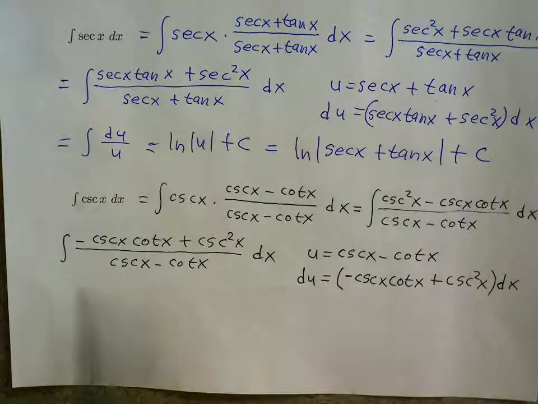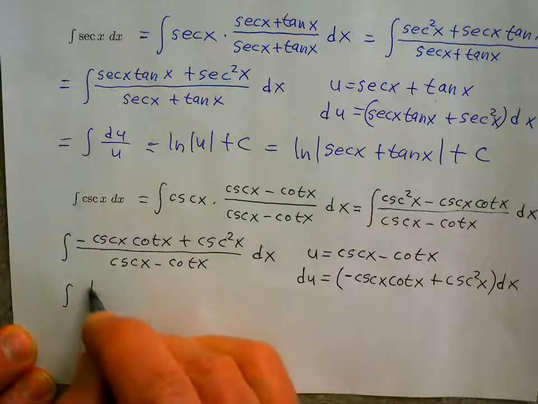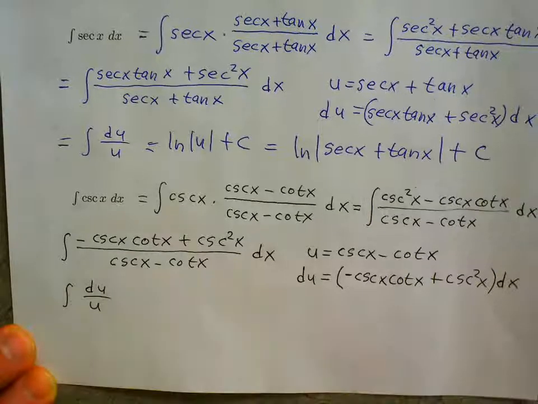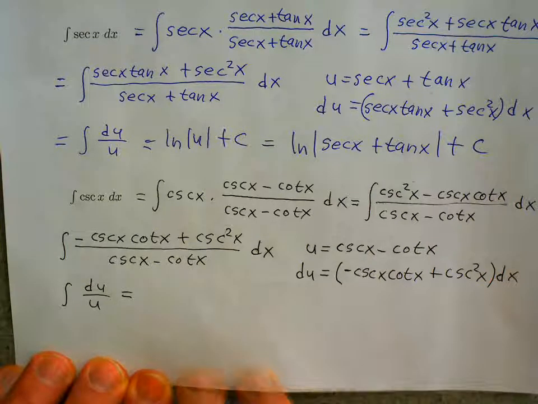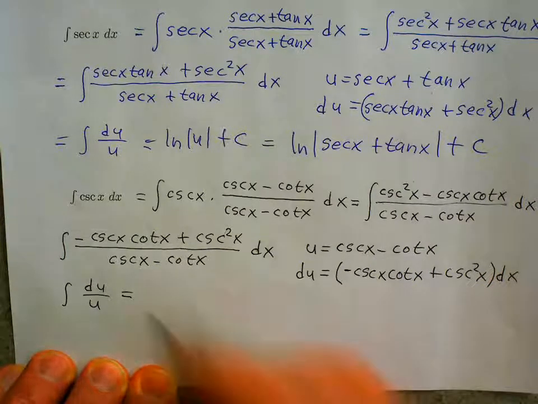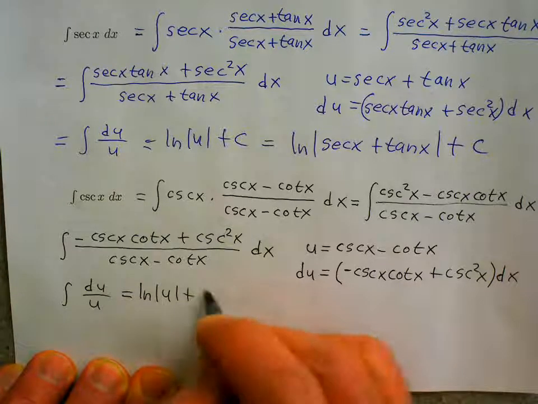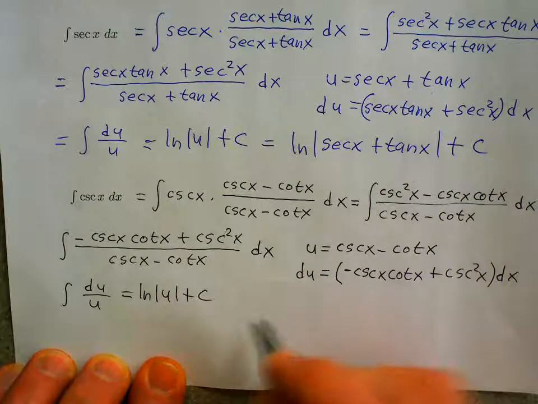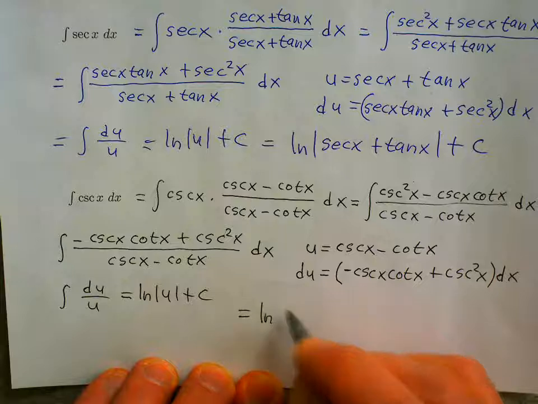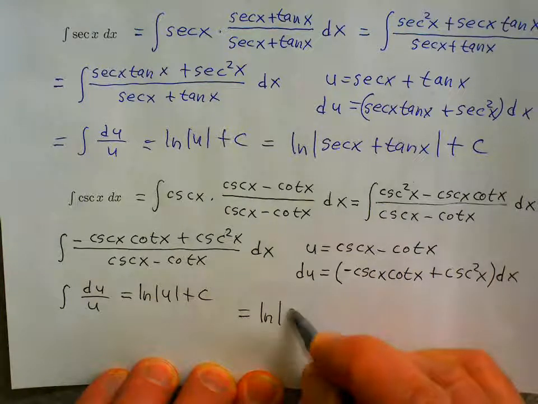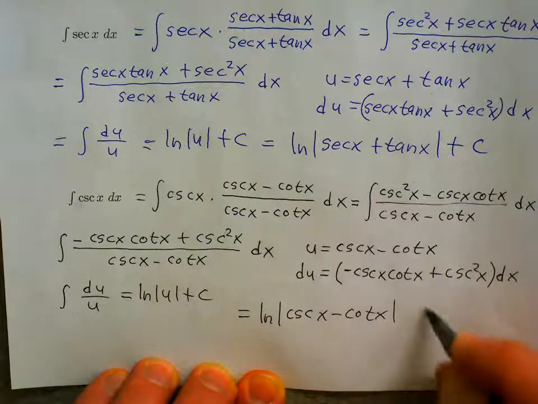And when we make substitutions, we get the indefinite integral of du over u. And so the indefinite integral of du over u is the natural log of the absolute value of u plus a constant. And so our final result is the natural log of the absolute value of cosecant of x minus cotangent of x plus c.